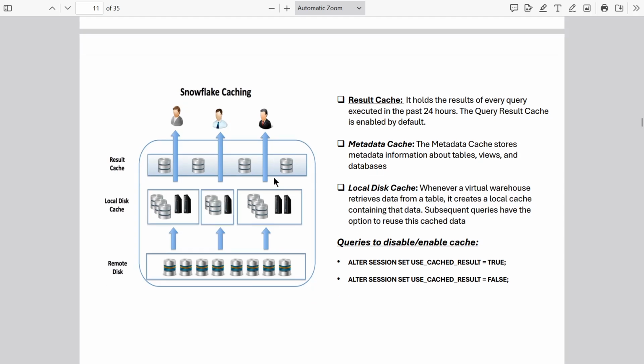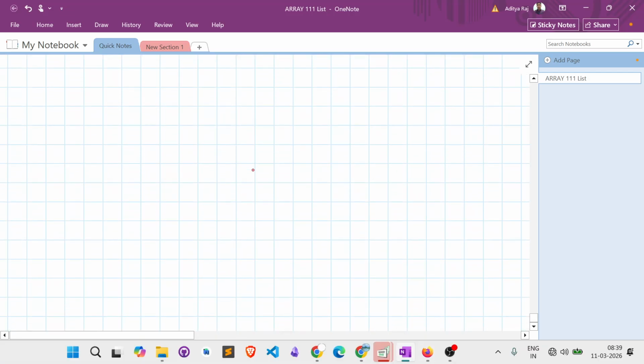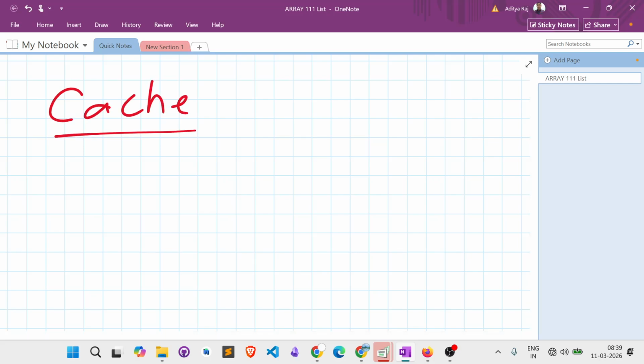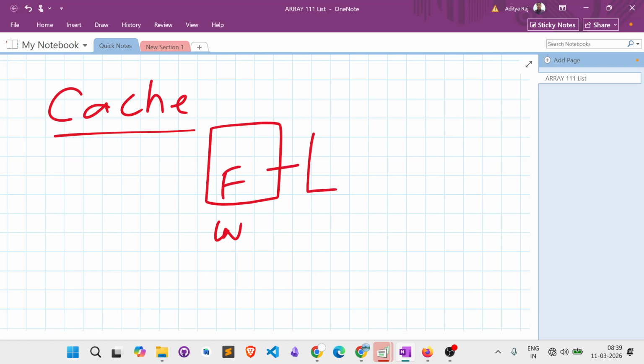so now coming to the next part, Snowflake caching. So do you know about cache memory? Cache memory means, let's suppose, and I'm just giving you an example, this is your web page. Front end is there and back end code is there, and this is your database from where all the things are coming.